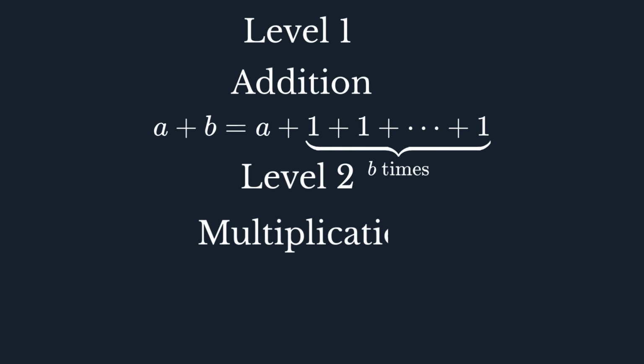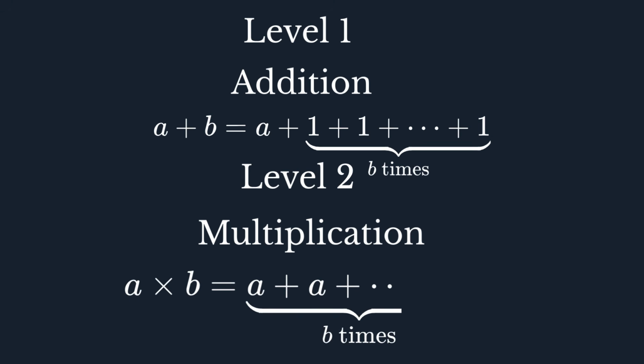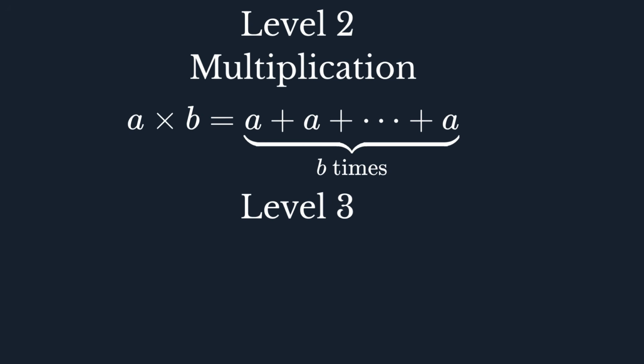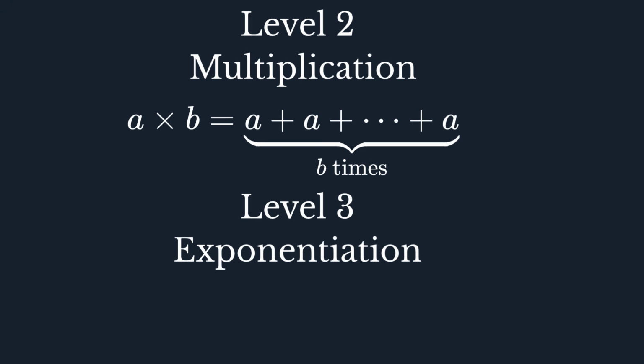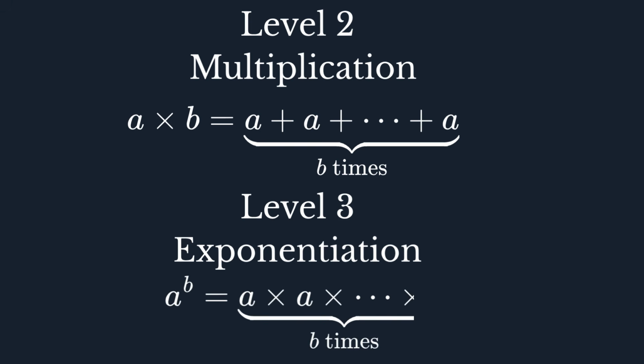Then we have multiplication. Multiplication is repeated addition. A times b is equal to adding a to itself, b times. The level above multiplication is exponentiation. Exponentiation is repeated multiplication. A to the power of b is equal to a multiplied by itself, b times.